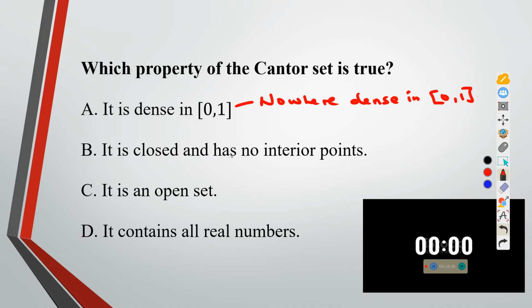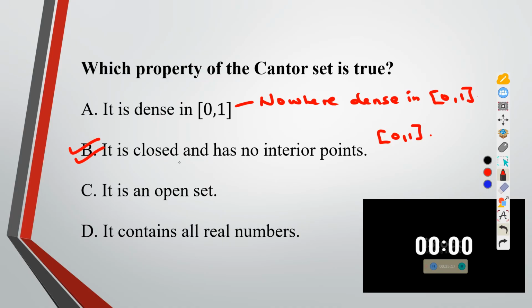B, it is closed and has no interior points. This is true because the Cantor set is closed in R and has an empty interior. When you recall the construction of a Cantor set, no non-empty open interval is contained in the Cantor set. This is due to the iterative removal of dense open sets, making it totally disconnected. So that is why we say it is closed and has no interior points.